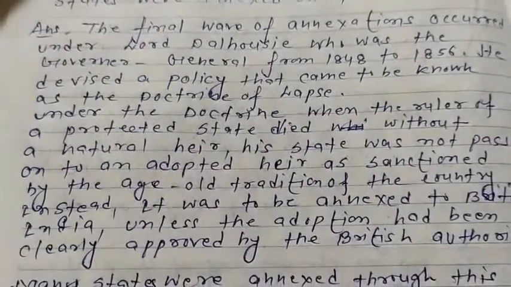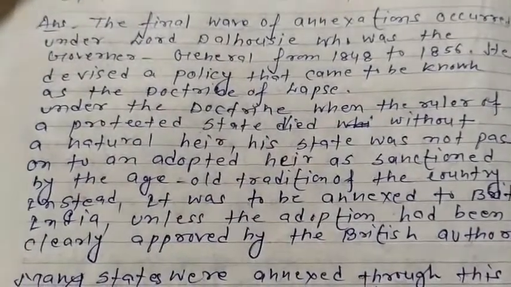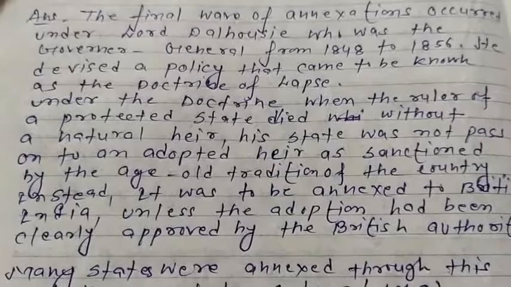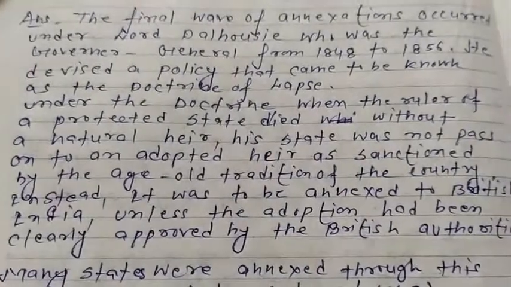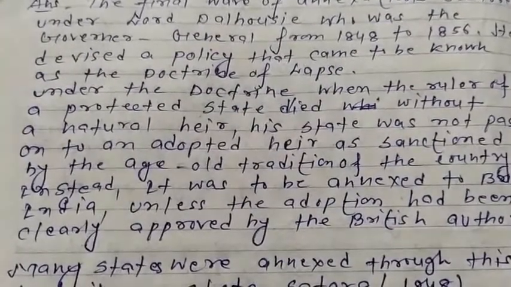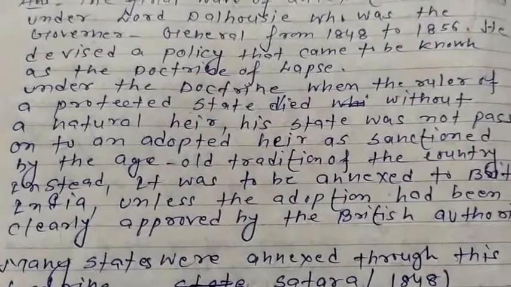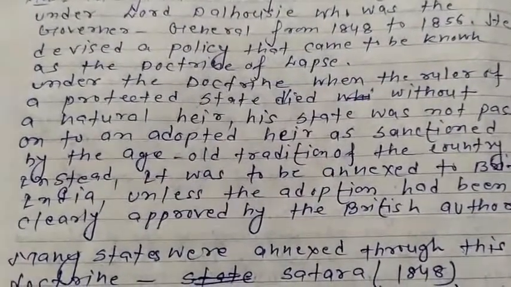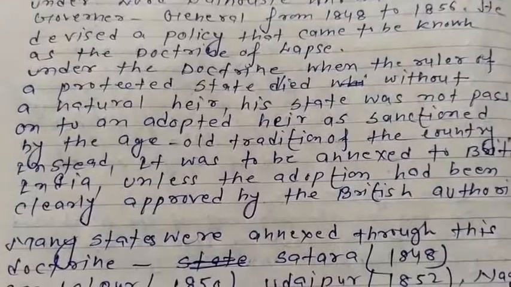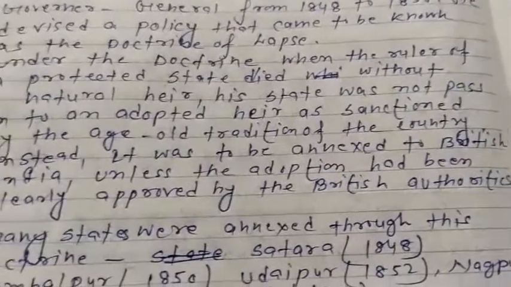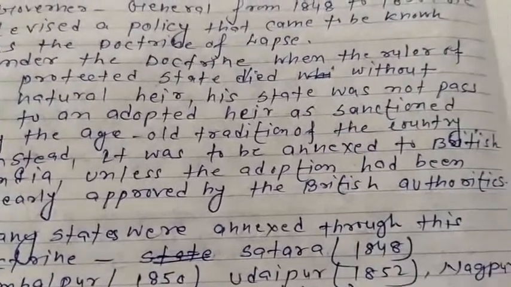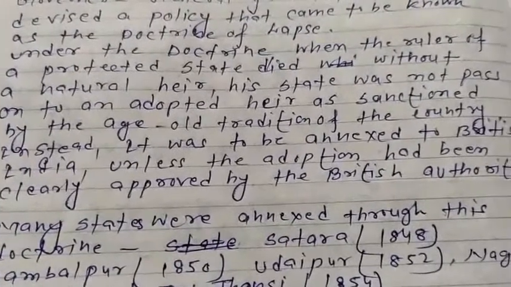Under the doctrine, when the ruler of a protected estate died without a natural heir, his estate was not passed on to an adopted heir as sanctioned by the age-old tradition of the country. Instead, it was to be annexed to British India unless the adoption had been clearly approved by the British authorities.